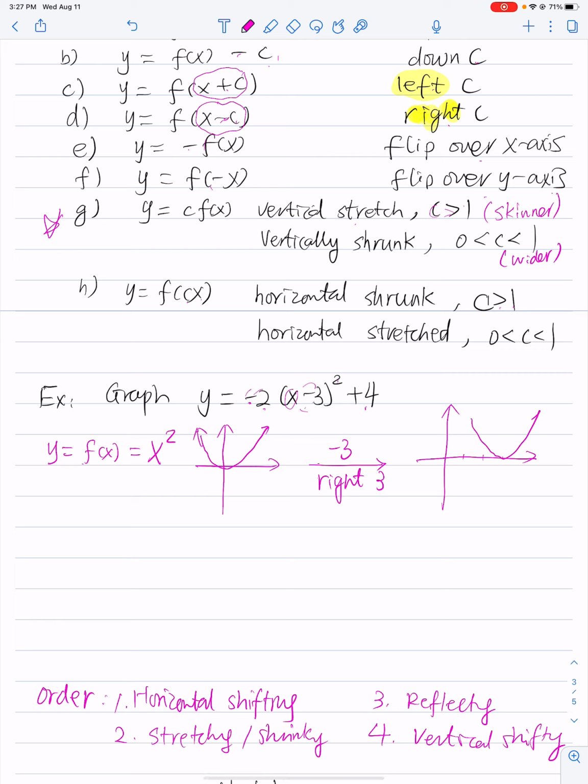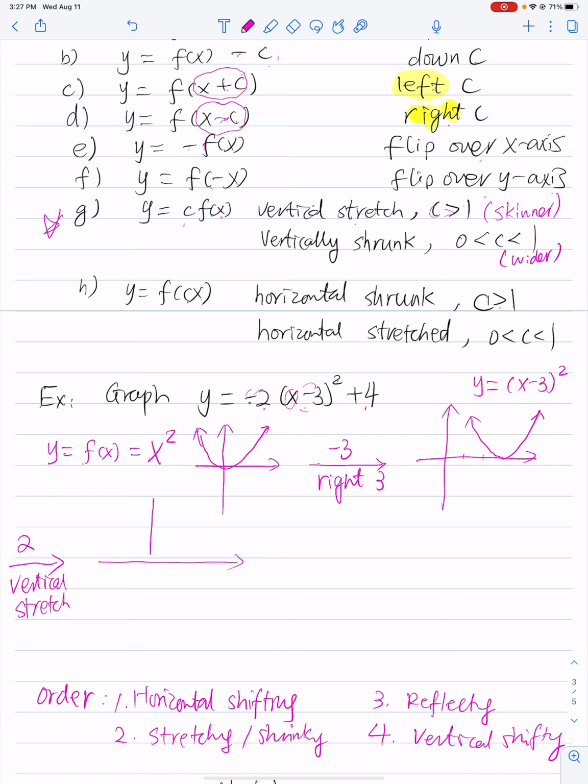So the picture will look like this. So what will this picture be? y equals (x minus 3) squared, yeah? So then what will be the next one? Stretching or shrinking? You have a 2 there, and that is a 2 outside. 2 times f(x) means what?